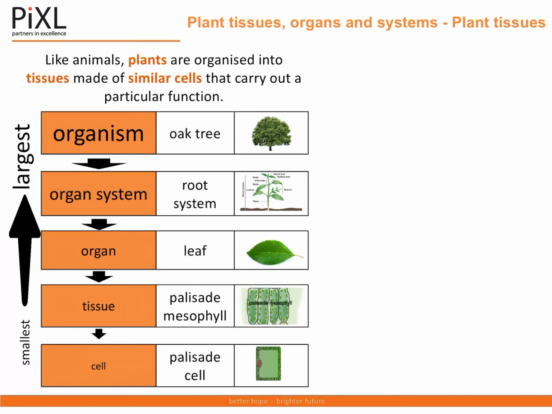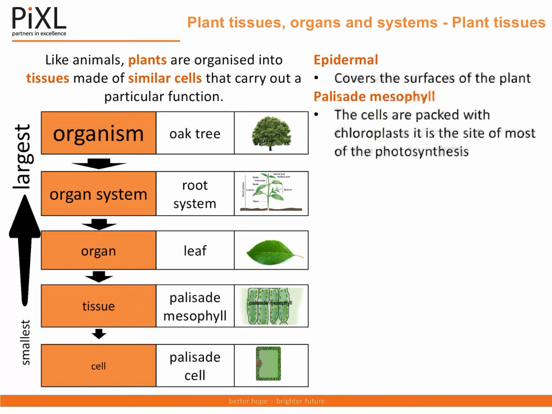You have to know particular tissues within a plant, so we're going to have a look at some of the important tissues. The epidermal tissue covers the surface of the plant. We've got the palisade mesophyll, which you spoke about earlier. Those cells are packed with chloroplasts for photosynthesis, and so they must be on the top of the leaf, and as it says, they're used for photosynthesis.